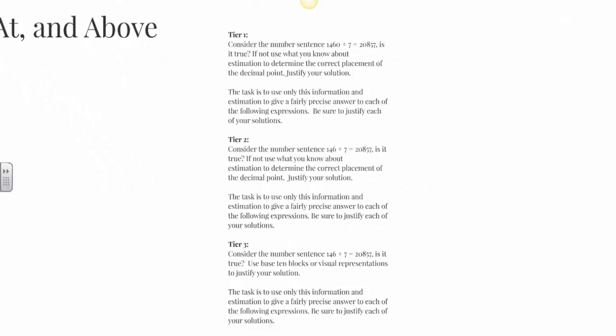Here's an example of a tiered task. The order of the tiers does not matter. We have aligned Tier 1 to above expectation, where students will work with larger numbers. Tier 2 presents smaller quantities, but still requires students to use abstract reasoning to support their answers. Tier 3 only requires the use of representations, whether concrete or visual.